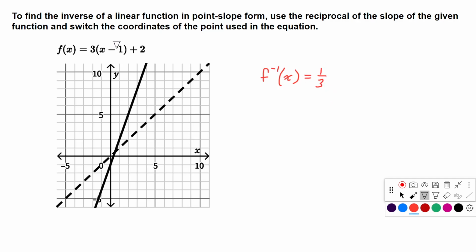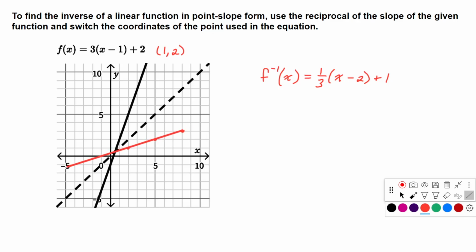Now the point that's given to me in my original function is 1, 2. So when I write my point-slope form, I need to use it in reverse order. So x minus 2, and the 1 becomes the y value. So let's use this equation to graph our inverse function. We should have a point at 2, 1, and a slope of 1/3: up 1, to the right 3, and we can graph this line through these points.